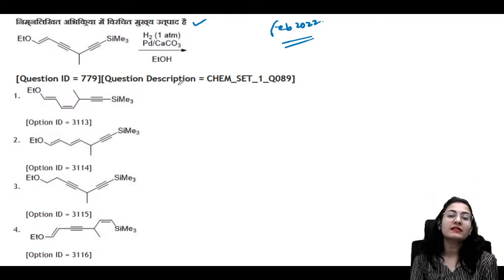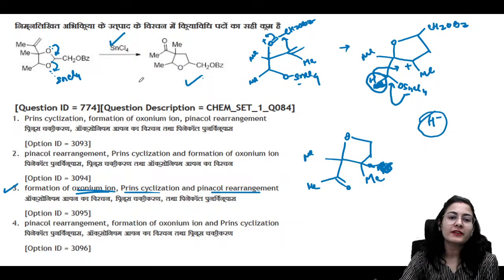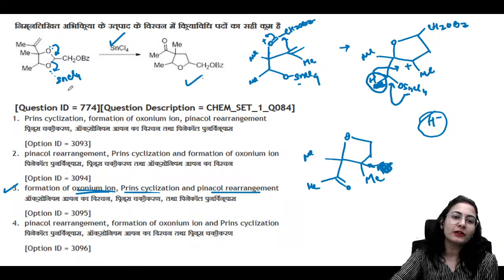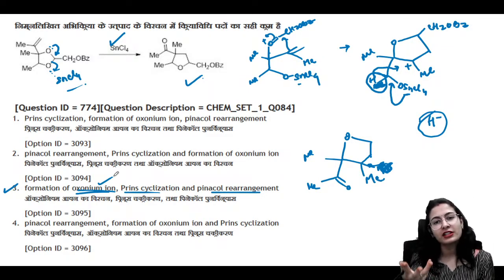Yes, Shubhadeep, the first one is easy. Just look at the question again. It is an acetal in the presence of a Lewis acid. You remember the acetal hydrolysis mechanism? You always form the oxonium ion when you are breaking the acetal, right? So in the presence of Lewis acid, we have formed the oxonium ion. Then we have done Prins cyclization. What is Prins cyclization?